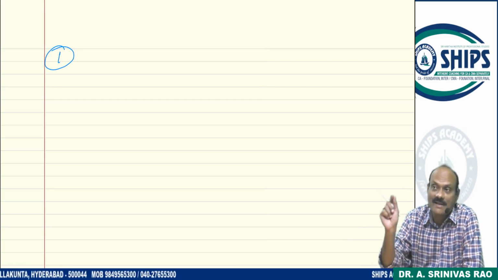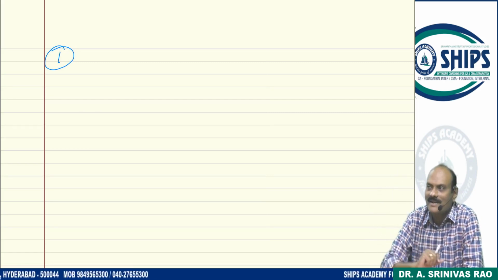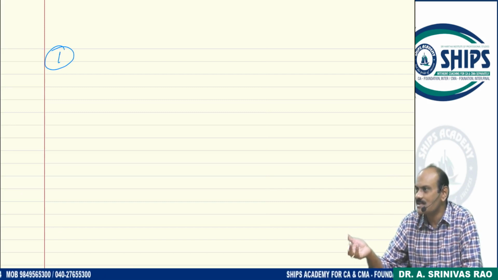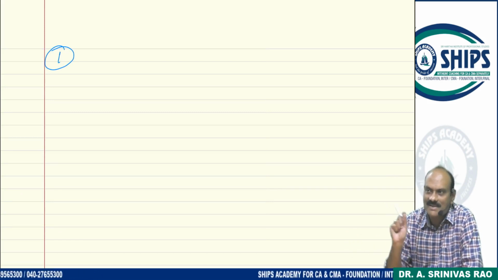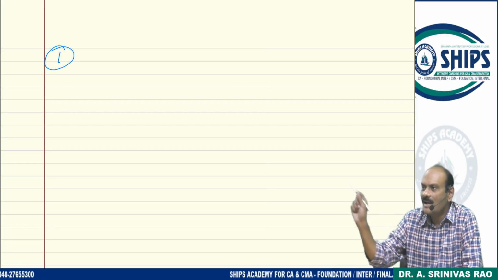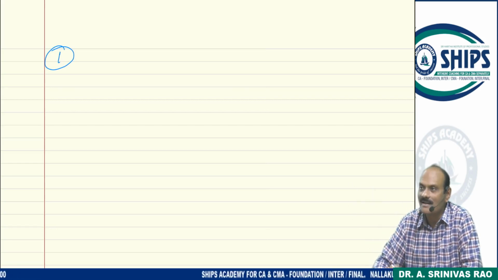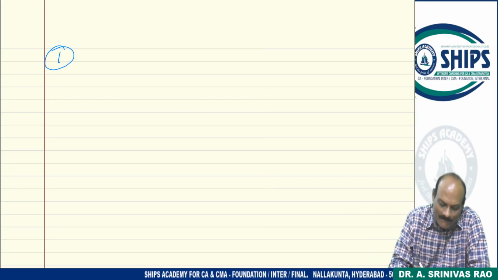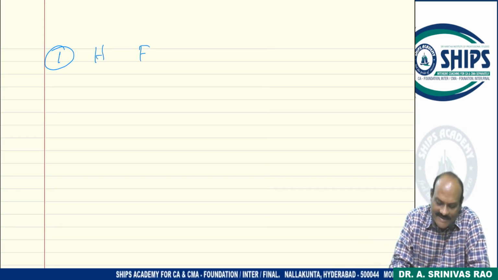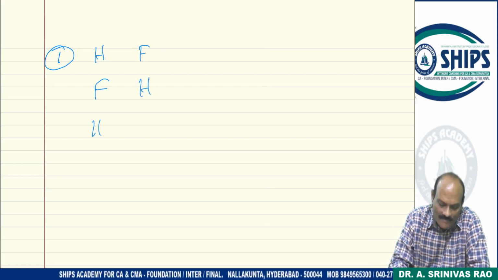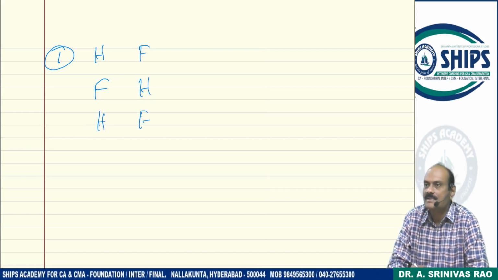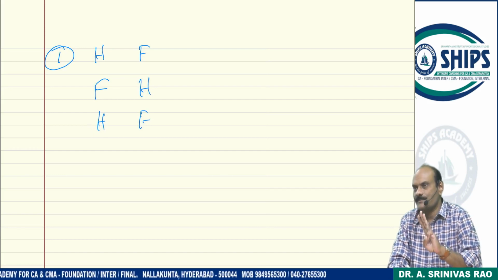Telegrams. Postal telegraph department. Earlier, the computers were not there. How to send information? Only telegrams and short messages they would send from one place to another place. That time telegrams were there. In this case, between Harvey and Facey, Facey to Harvey, again Harvey to Facey, 3 telegrams are exchanged.